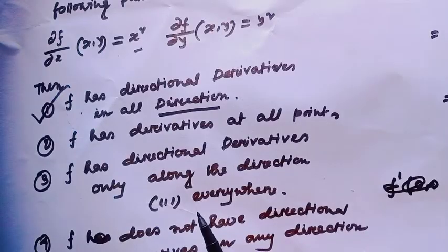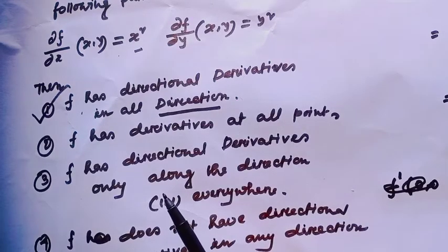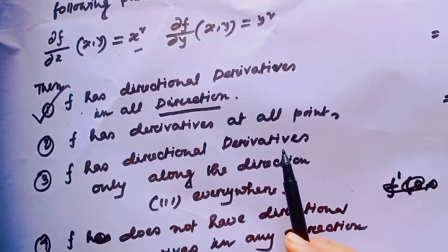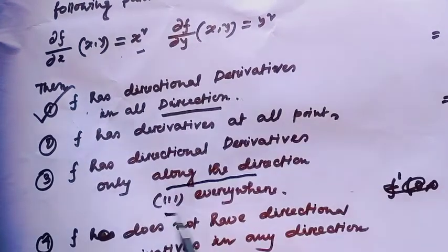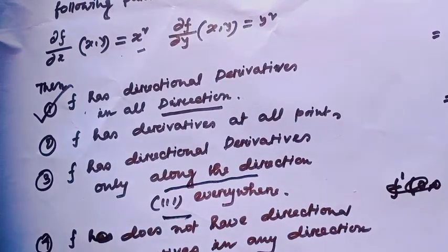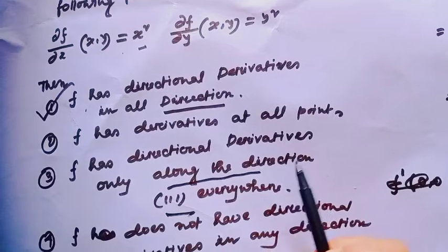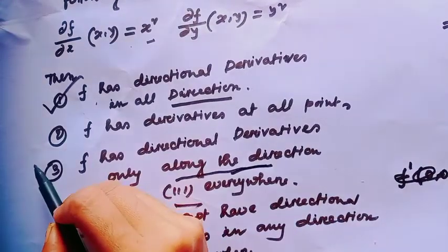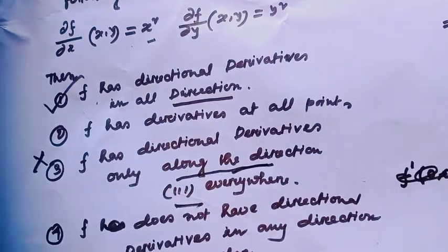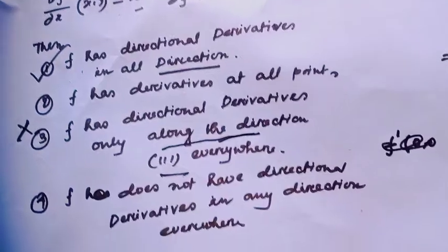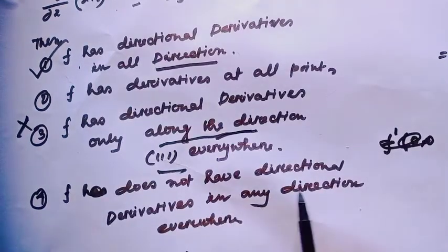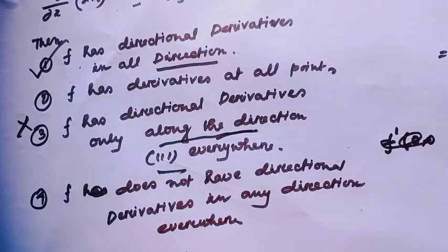Our third option is a wrong option, because the third option indicates f has a directional derivative only along the direction (1,1) everywhere. This is wrong because it indicates only along that direction. Therefore, the third option is a wrong option. And the fourth option indicates f does not have a directional derivative in any direction everywhere.